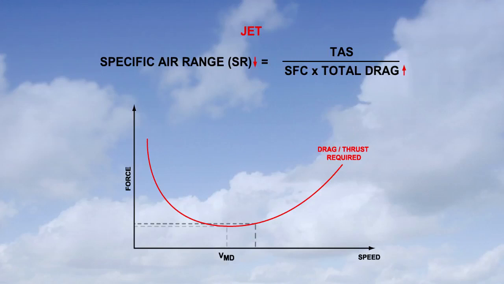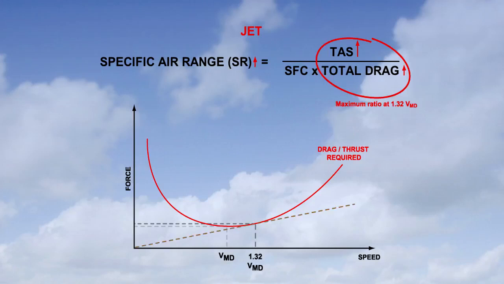From the formula, we can therefore see that whilst drag has increased a little, which is bad for range, the airspeed has increased significantly, which is good for range. Consequently, the overall effect is that there is an increase in specific range. The speed at which the speed-drag ratio is maximized may be read from the graph at the tangent to the curve. You may recall that this speed was 1.32 VMD. Therefore, it is 1.32 VMD that is the speed for maximum range for a jet aeroplane.